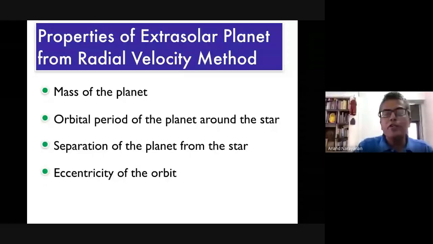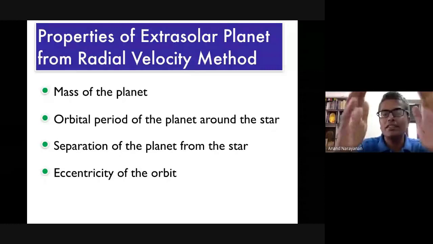Now I have to remind you here that this is an indirect method, which means that we have not directly seen the planet. All this information has come about by observing the star. Okay.